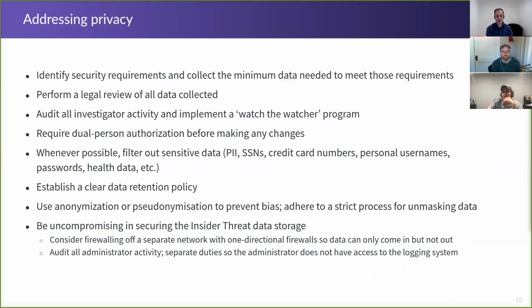Establishing a clear data retention policy for when and where and how you delete data. Another approach is to use anonymization or pseudonymization to prevent bias, so that as you're going through and reviewing the data, there's no conscious or unconscious bias based off of the specific individual that you may be investigating. And then ideally, organizations have a strict process for unmasking that data, revealing who it is once they've confirmed that there's actually something legitimate. So that way there's no bias in place.